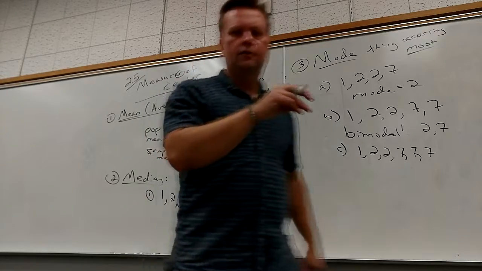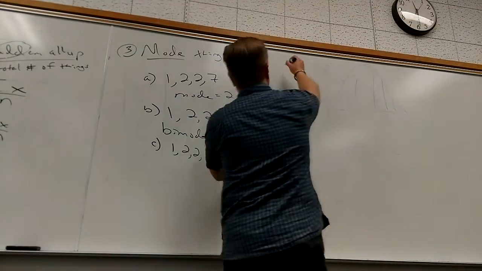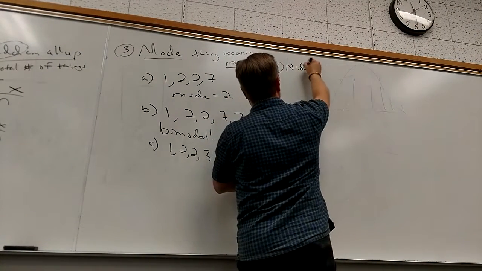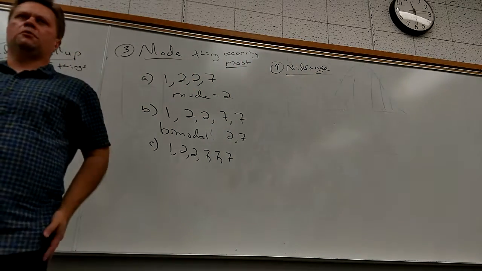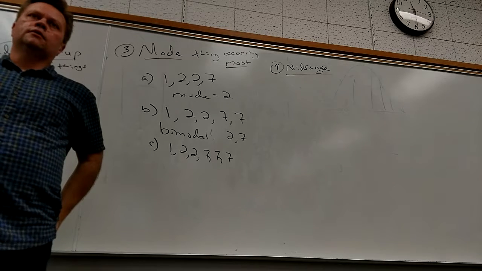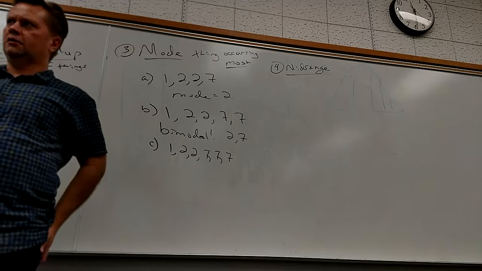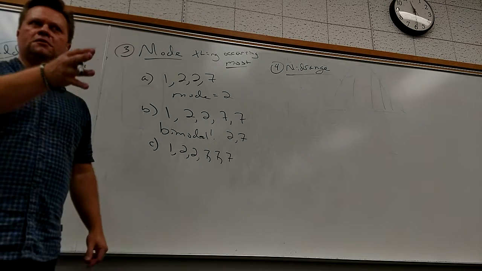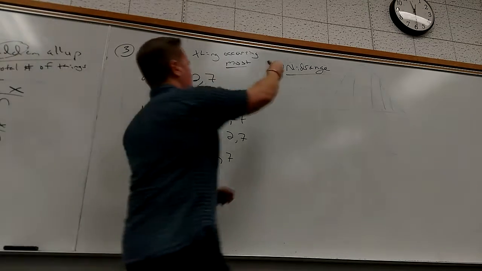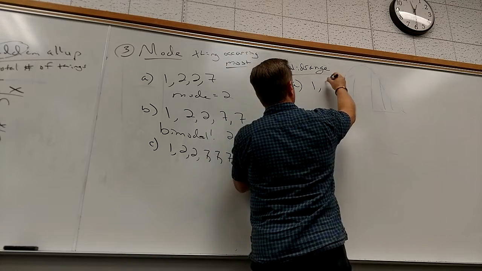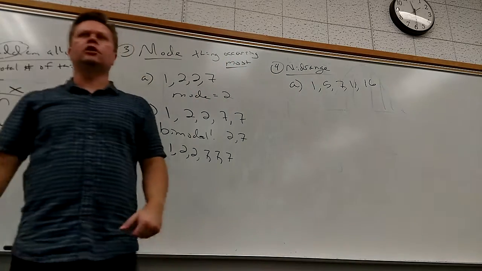And then finally, the last real measure of center is called the mid-range. Not the midwife, but the mid-range. What does it sound like? Mid-range, the middle of the range. So the way to do the mid-range is you take the high and the low and you average them.